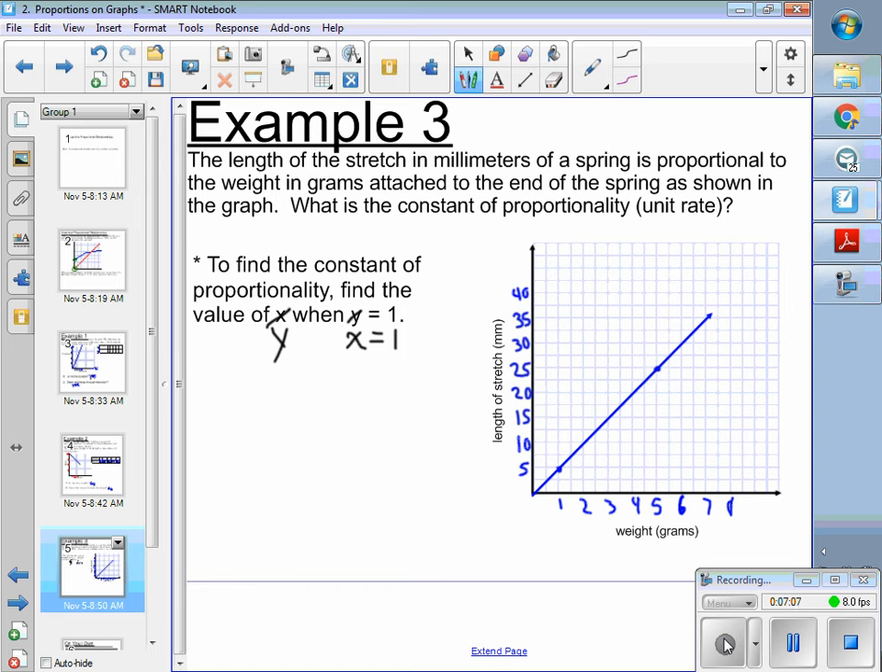So our constant of proportionality, so we're looking right here. I kind of want to point right here where we've made that mark. Constant of proportionality is 5 in this case. Okay? All right, now moving on.